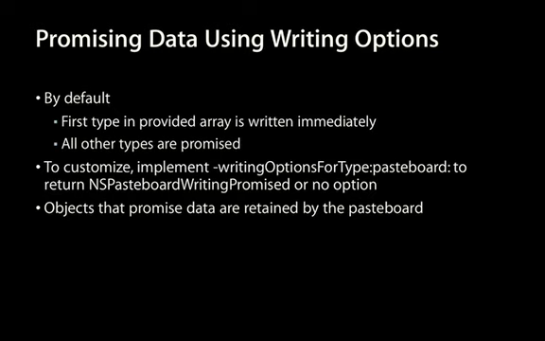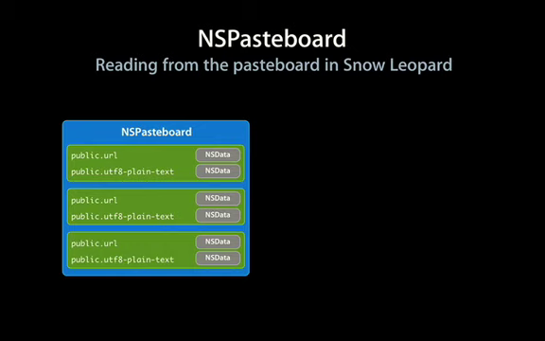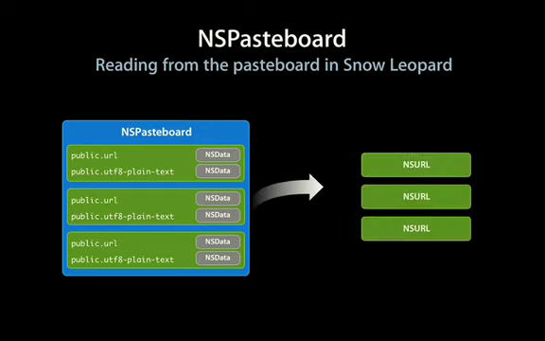And that sums up writing. Let's talk about reading. So let's say we get hold of this pasteboard that we wrote to earlier, and we want to get some NSURLs off of it. Well, we ask the pasteboard, do you have any URLs? It'll run through each item. If it can construct a URL out of the types on that item, it'll make one for you. So in this case, the pasteboard will give us back an array of 3 NSURLs.